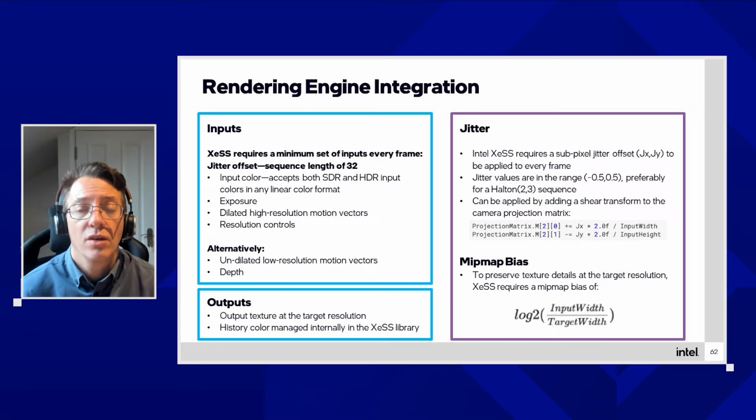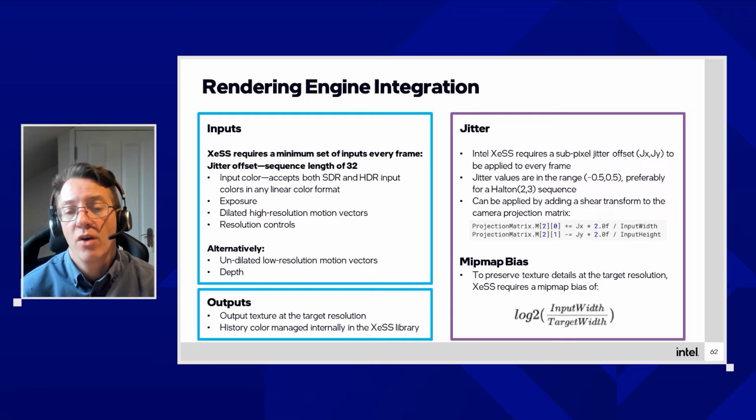As an output, we have our upsampled pre-tone mapped output texture, plus potentially the history buffer can also be reused. That may be useful for things like screen space reflections. The jitter itself needs to be a sequence of at least 32 frames in the range of plus or minus 0.5. This can be directly applied to a projection matrix's shear transform, but needs a scaling by a factor of 2 to place into NDC space. This did actually catch me out when I first implemented it in Hitman.